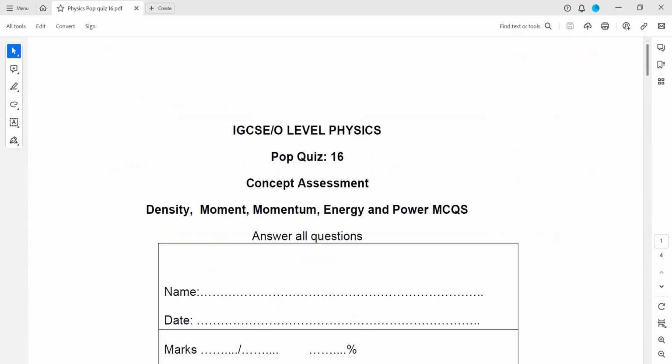So this was pop quiz 16, related to density, momentum, moment, energy, and power.